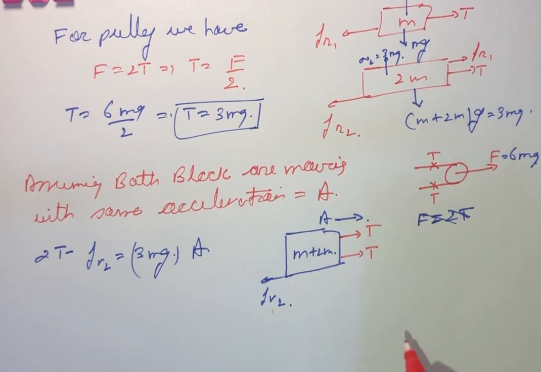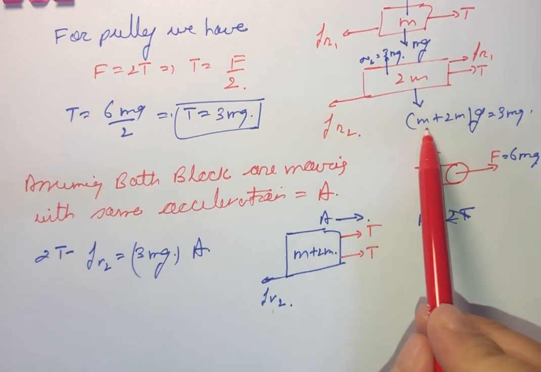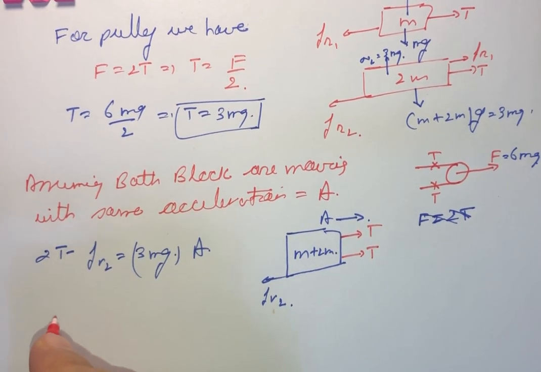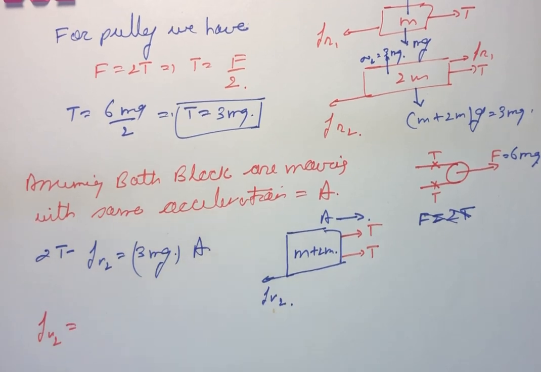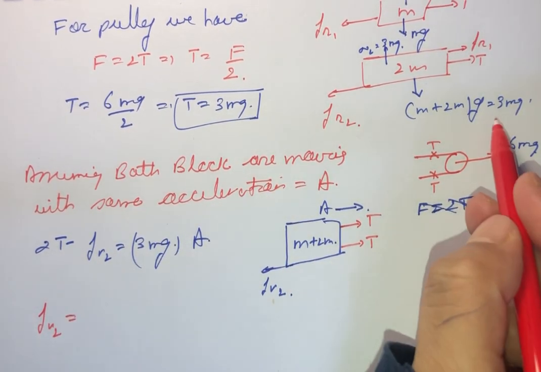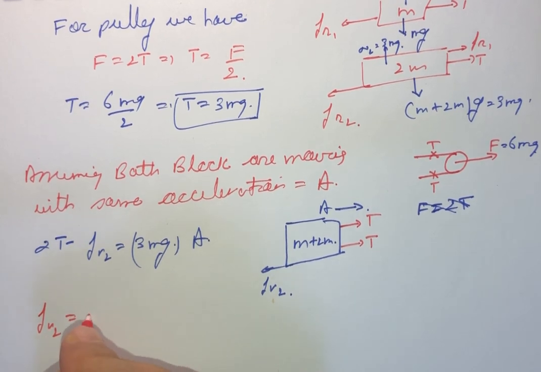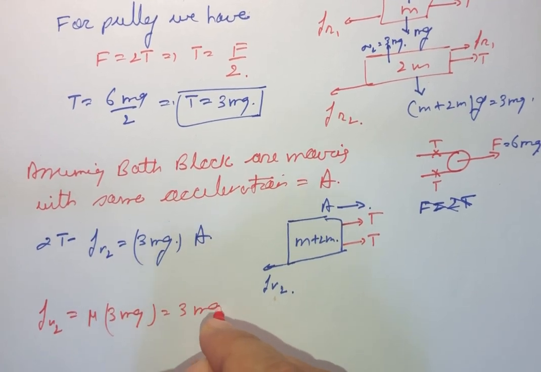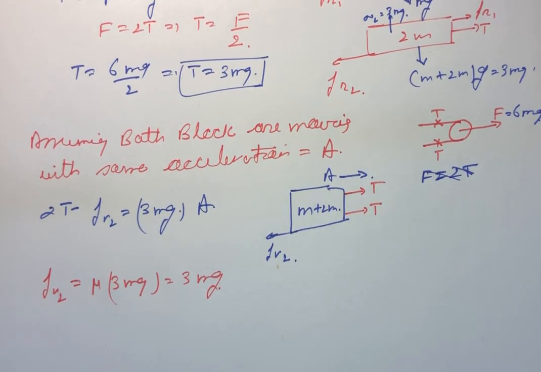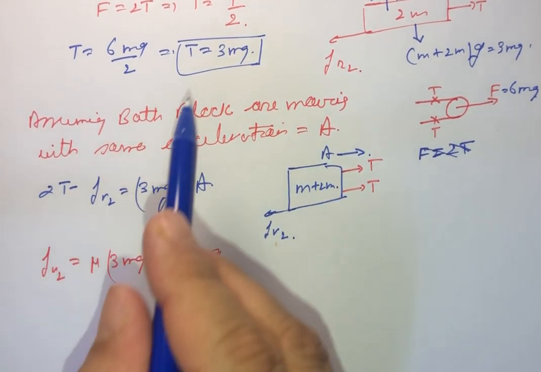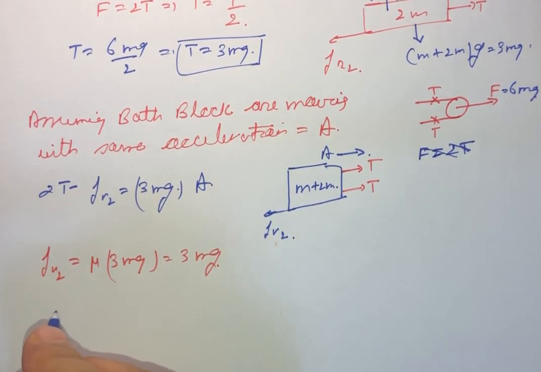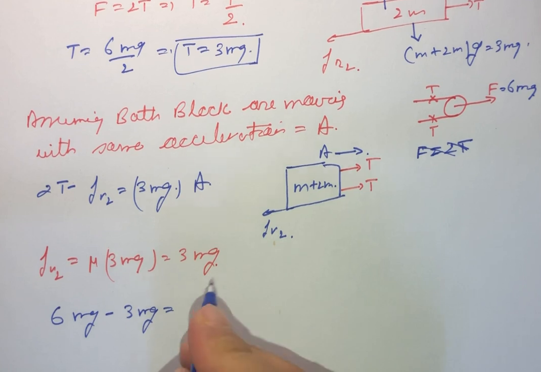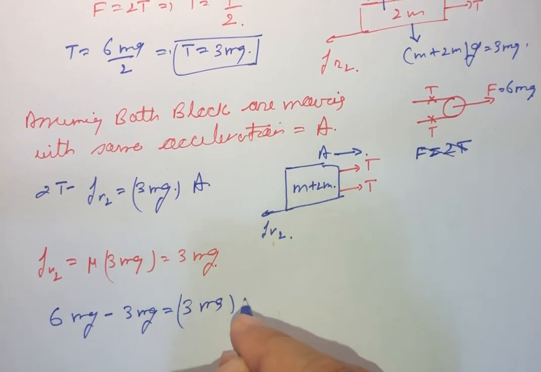And we can find out our FR2. Okay, so this is our FR2. FR2 will be equal to, let me find it here, you can say our FR2 is equal to mu into 3 mg. Okay, so we have mu into 3 mg, mu is 1, so this will equal to 3 mg. We substitute the value. We already know value of T, that is 3 mg, so this will be 6 mg minus 3 mg is equal to 3m multiplied by A.